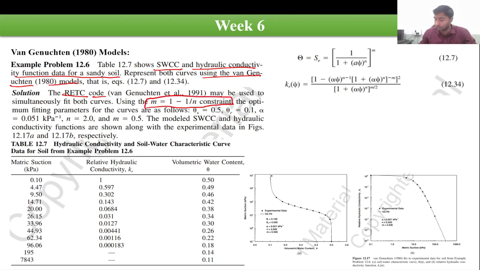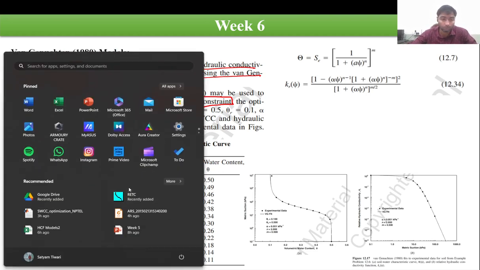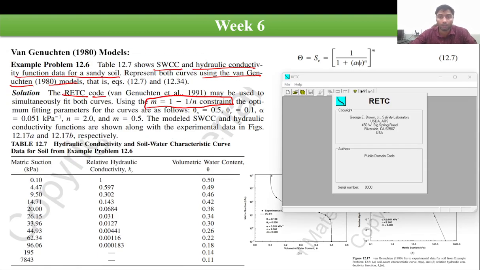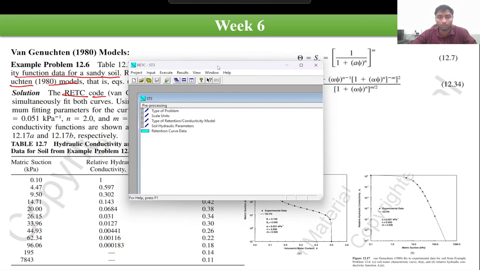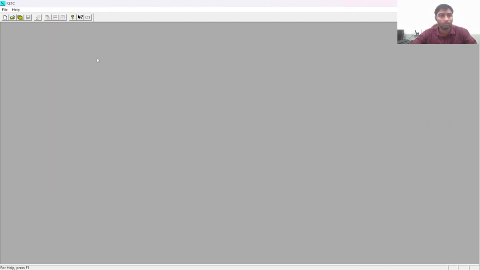Okay, that is the Van Genuchten model along with the Mualem model. So let's see how we can solve it. We'll switch to the software. This is RETC software, which I've already pre-installed. And if you open it here, this is one of the problems I was working on.